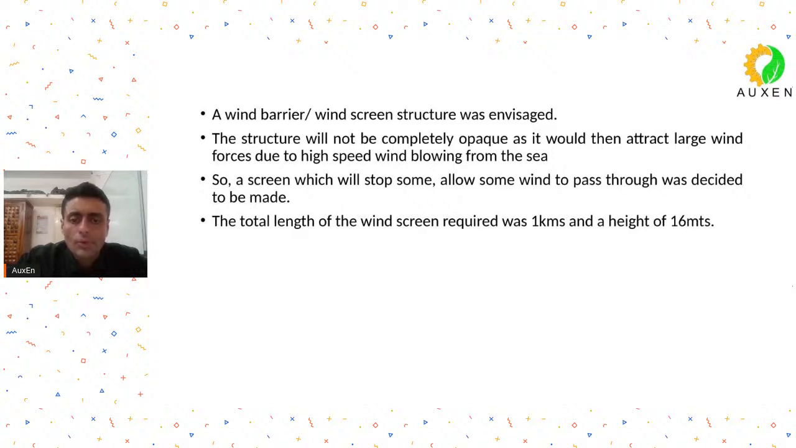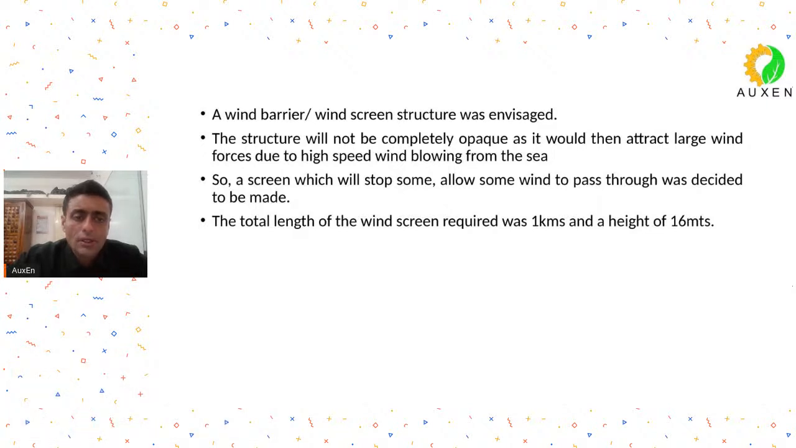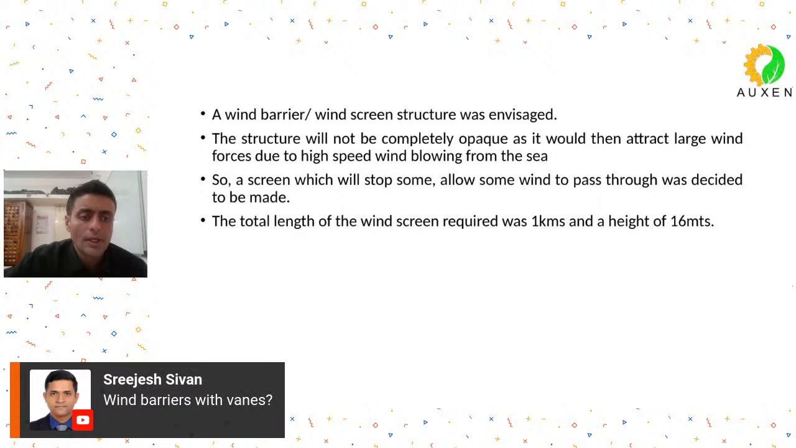it will have to provide resistance to the large wind forces due to high wind speeds. So of course it was not supposed to be completely opaque, and we needed a solution whereby some of the wind could pass through and some of it would be provided a barrier. So we needed a barrier, but it should not be an opaque barrier. All right. As Rijeshi is saying, wind barriers with vanes.